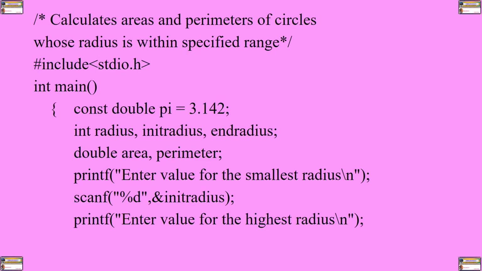Then we prompt the user again to enter a value for the highest radius. So this message will be displayed on the screen: enter value for the highest radius, and the cursor will blink on the next line. The user will key in a value. That value will be read, and it will be stored in the memory location called end radius, and the value entered is supposed to be of type integer.